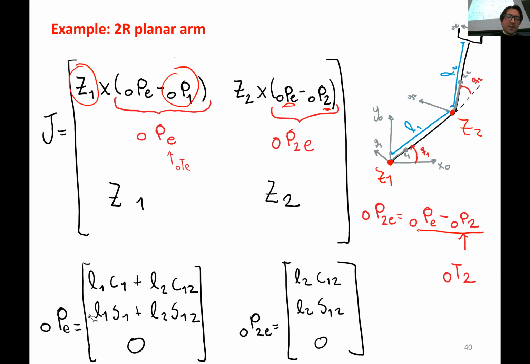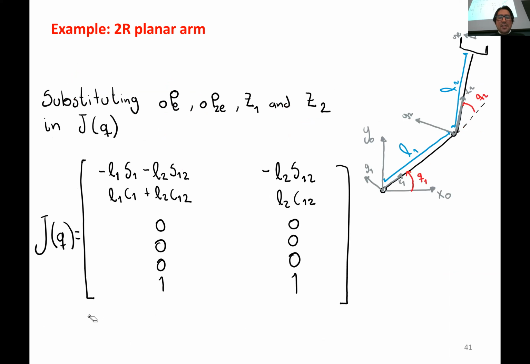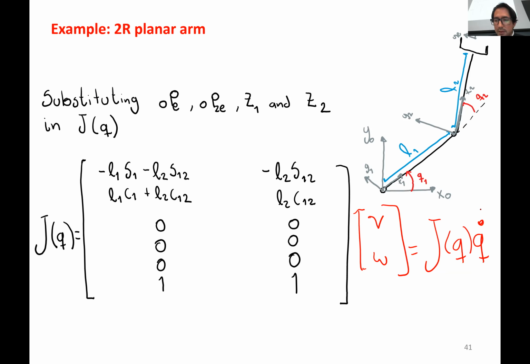So I'm just doing the cross product of the axis of rotation 0 0 1 cross the position of the end effector. And this is what you get for the geometric Jacobian of the 2R planar arm. And basically, in the end, this is what we're going to use for, oh, this is not Q. It's going to be J times q dot. Okay. And this is going to give us the expression for the linear and angular velocities.